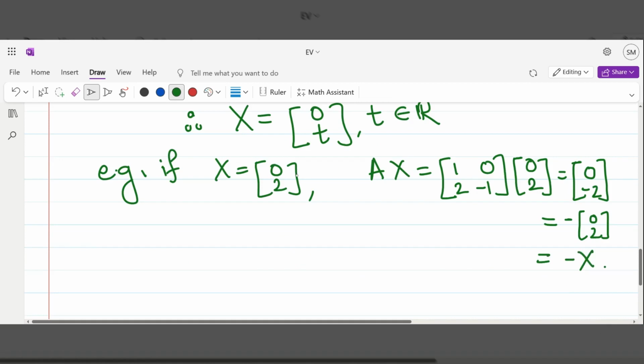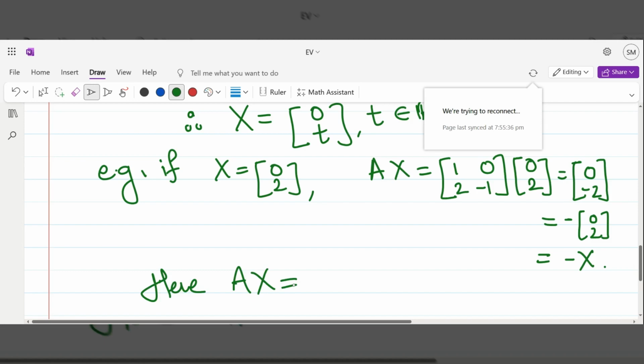So not only for (0, 2), you can take (0, 3), (0, 4), (0, -1), and if you simplify this, we are going to get Ax equal to minus x for all such vectors. So here there are an infinite number of vectors x such that A into x is minus x.